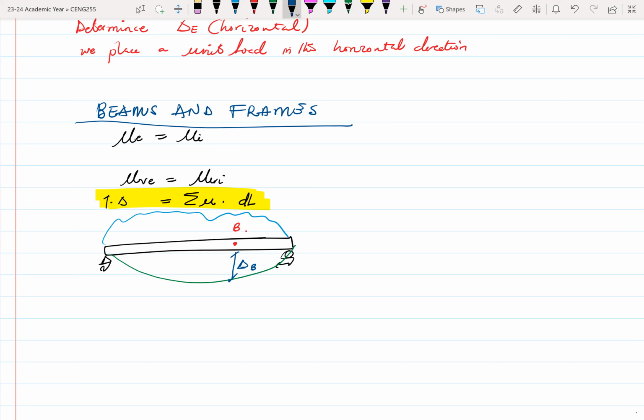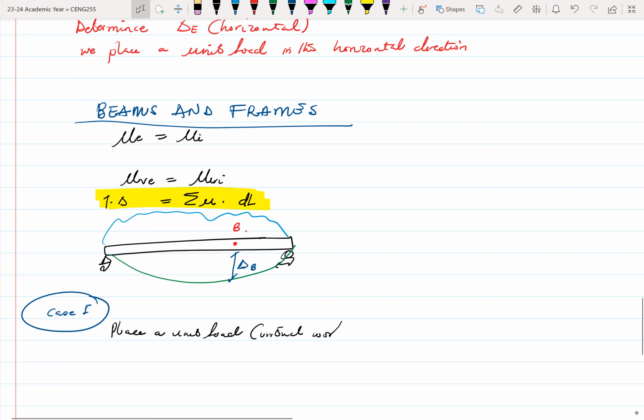Okay. Per the unit load method, let me put this one here, case one. For the unit load method, we mentioned that if you want to find deflection at a point, we place a unit load at that point. That's like the virtual work method, right? So let's say we place a unit load, which is from the virtual work approach.